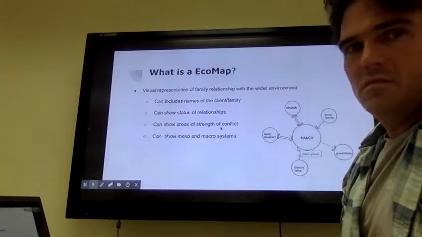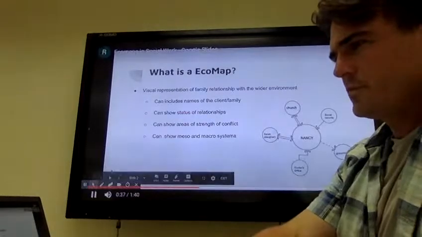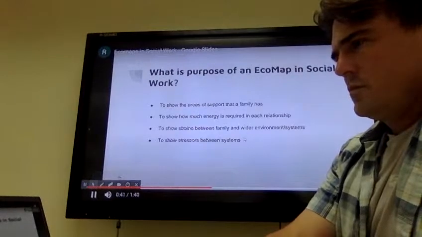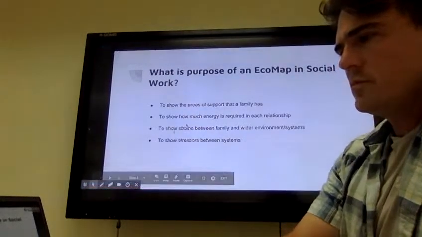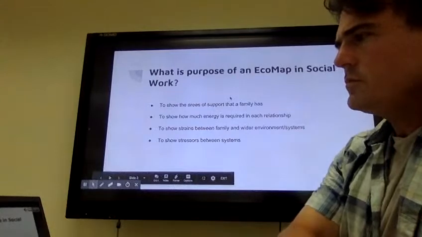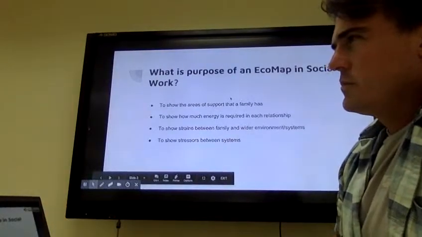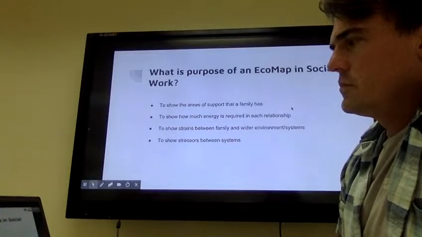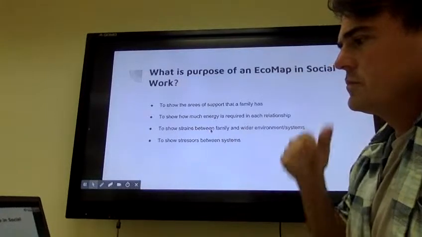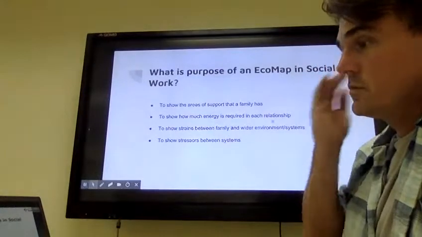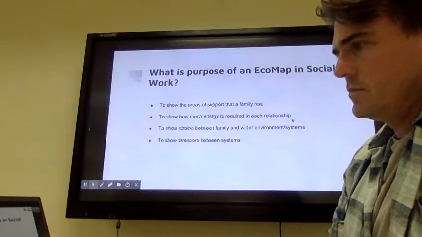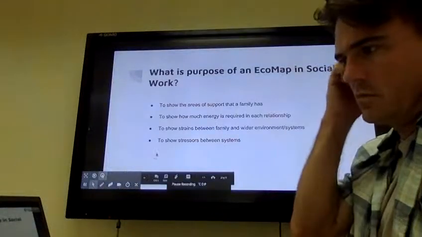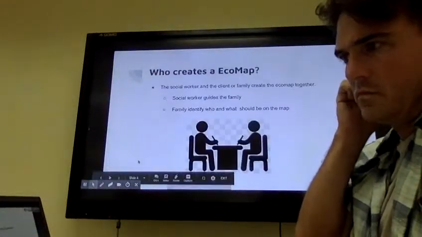And then if they have any areas of strength or of conflict. Also, what is the purpose of an ecomap in social work? I think it's a great way to show the areas of support that a family has. And it shows how much energy is required to keep each relationship going. There's good energy, bad energy, shows strengths between families and wider environment systems. And it can also show stressors between systems that impact family.